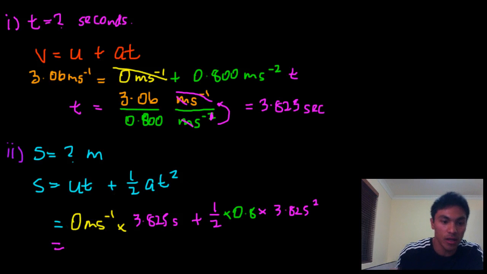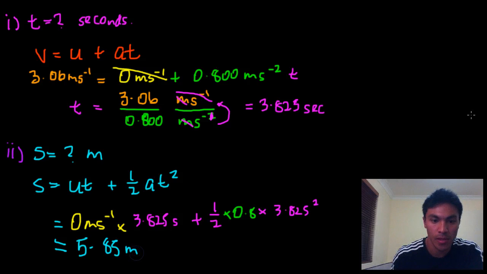So in order to get it, you just do all those values. Let's put that in blue. It equals, in the end, 5.85 meters. Okay, so your final answer is 5.85 meters, and I hope that was helpful.